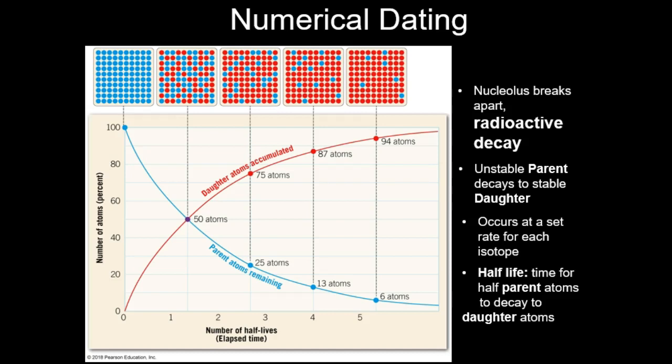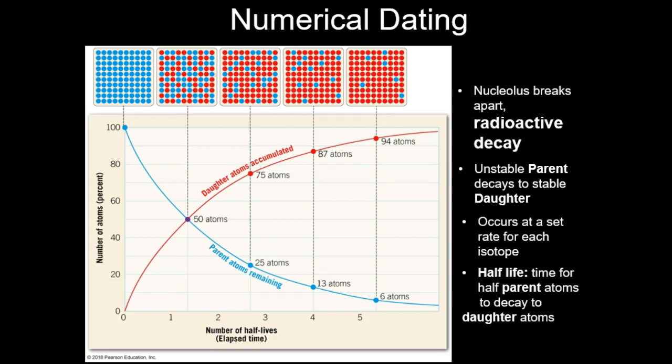So the time that is required for half of the nuclei in the sample of a given unstable or parent isotope to decay is called the half-life of that isotope. Okay, so the amount of time required for half of them to decay is the half-life of that isotope. The figure that you're seeing there on the slide shows this process quite well.